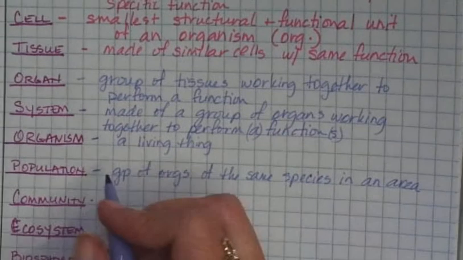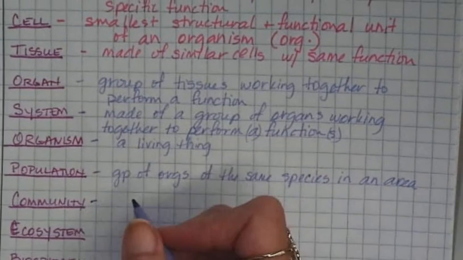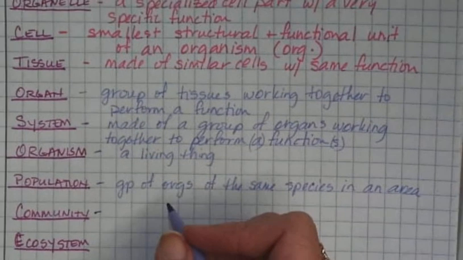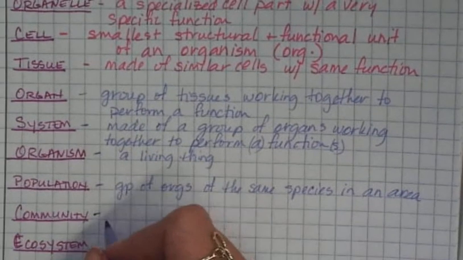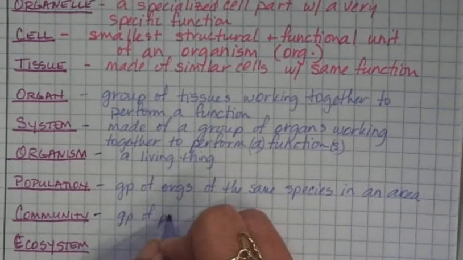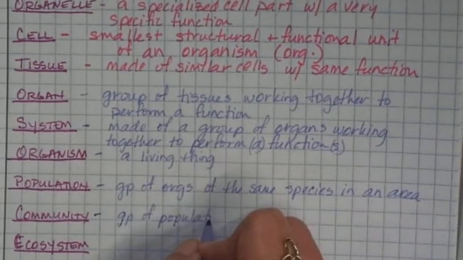And then we jump up to a community, and that's what most things are dealing with. In a community, you talk about all of the different populations. So a community is a group of populations in an area.